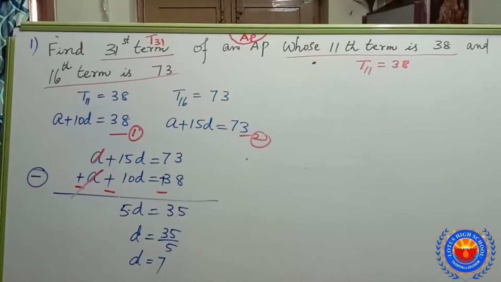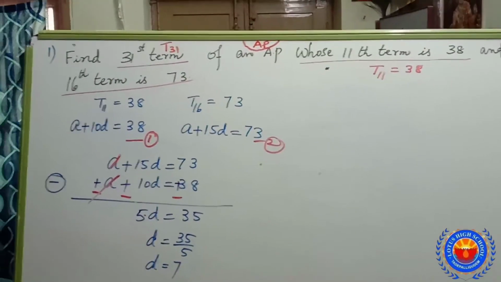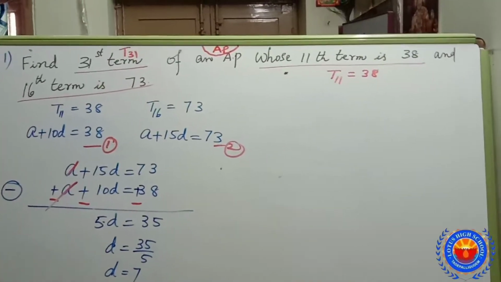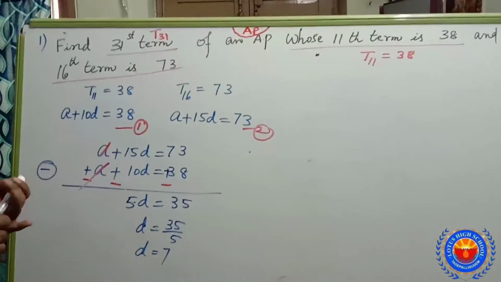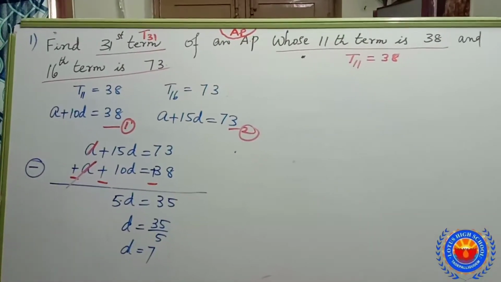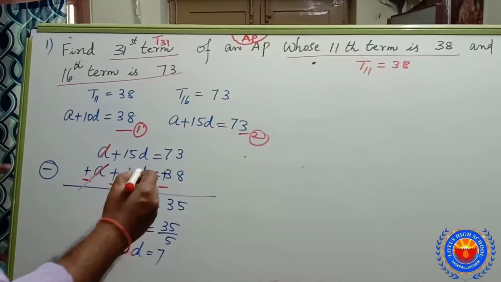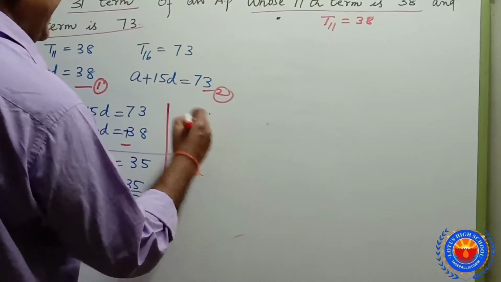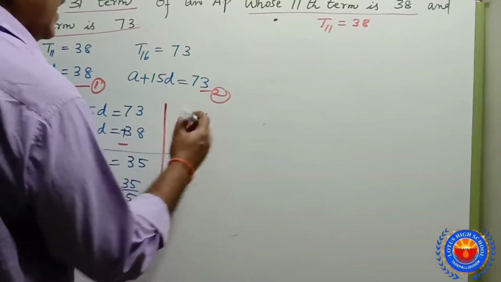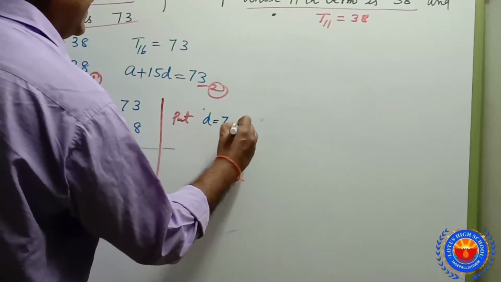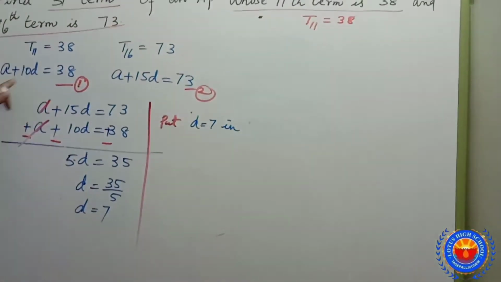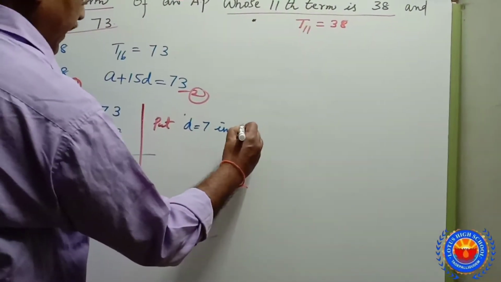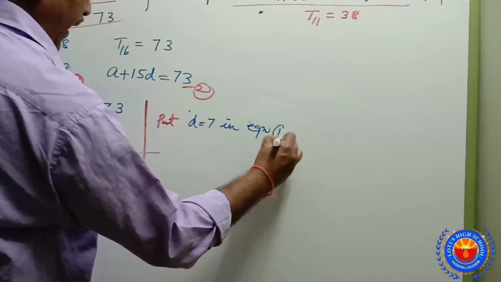So like pair of linear equations. How to solve means by using the pair of linear equations concept, but here I am using the elimination method. Substitute d is equal to 7 in equation 1 or 2. So I'll keep it in equation 1.